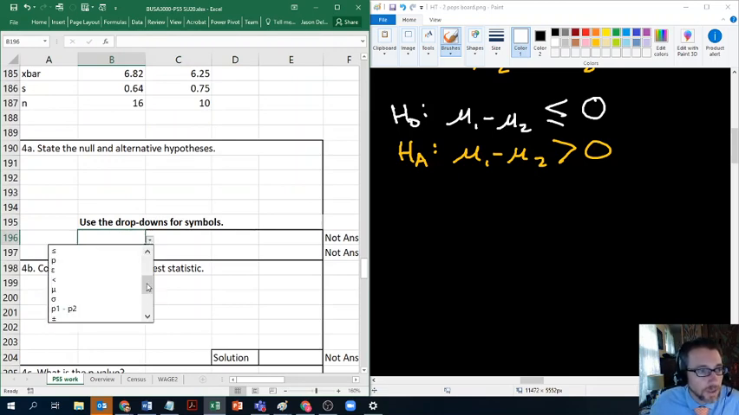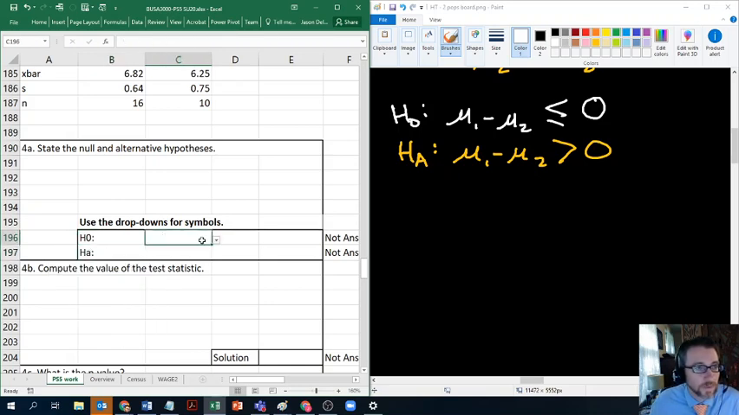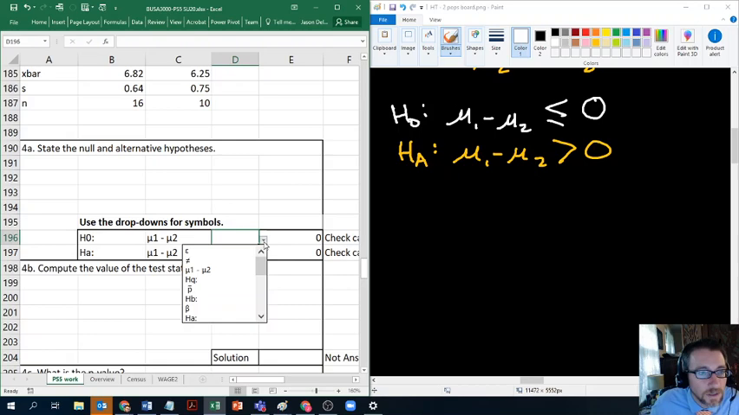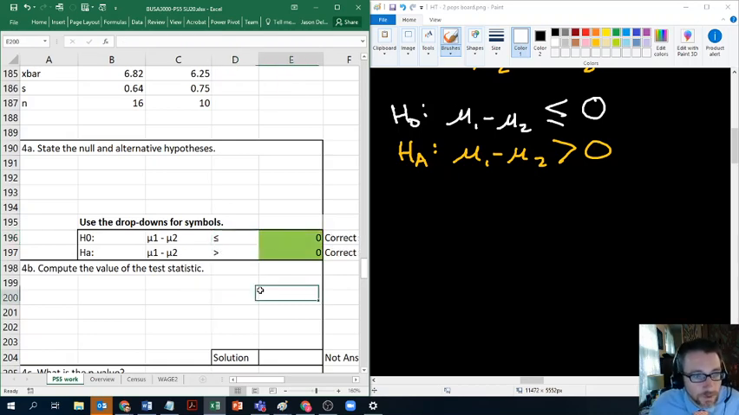And if we go in here into these drop boxes, there's a lot of confusing symbols, but some of them are the ones that we need. There's H0. Mu1 minus mu2 is right there. I'm going to copy that again. This is a greater than sign. This should be 0. And then let's see. It says check carefully because it didn't finish. Less than or equal to. There it is. Sure enough, that's correct. Right. So that's our H0 and our HA.